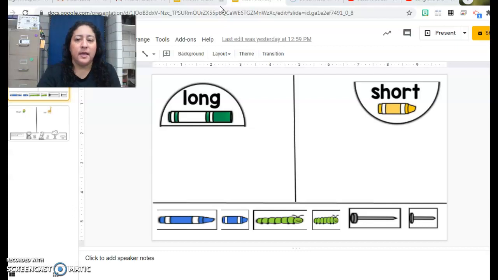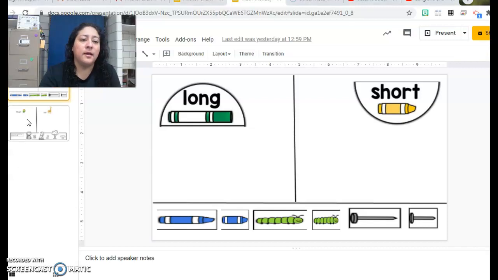And here it says long, and I put a long marker to remind you that that's the long side. And here it says short, and I put a crayon because the crayon is usually shorter. I want you to look at the pictures and decide which one goes in long and which one goes in short. So we're still making groups, still sorting, but we're paying attention to whether it's long or short.